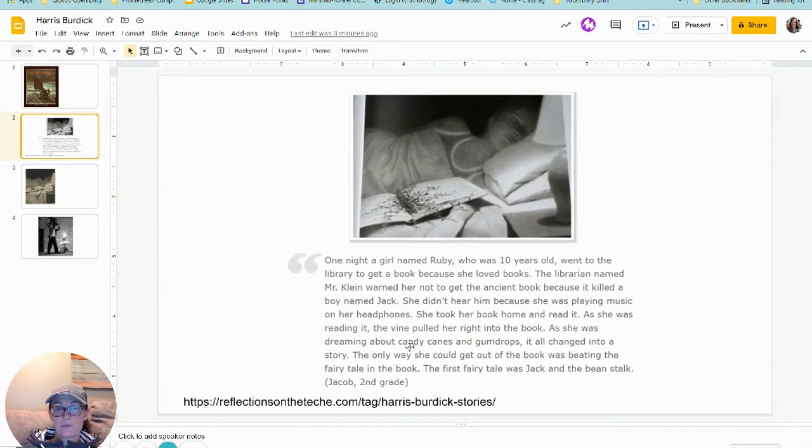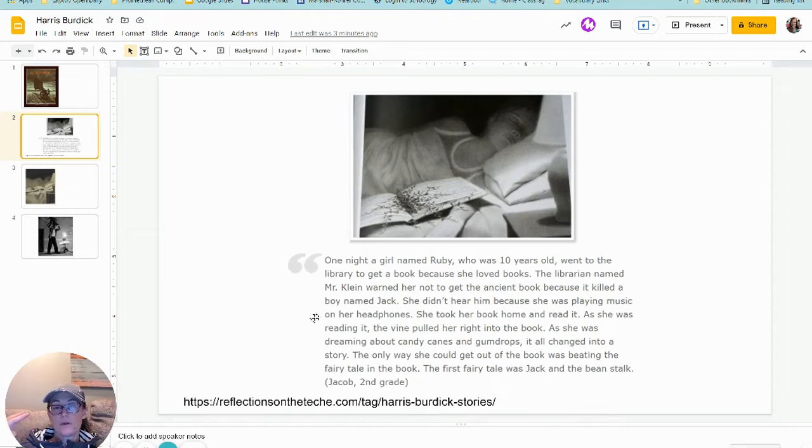As she was dreaming about candy canes and gumdrops, it all changed into a story. Not characters moving, talking, or thinking. The only way she could get out of the book was beating the fairy tale in the book. The first fairy tale was Jack and the Beanstalk. So we have characters moving, yes.